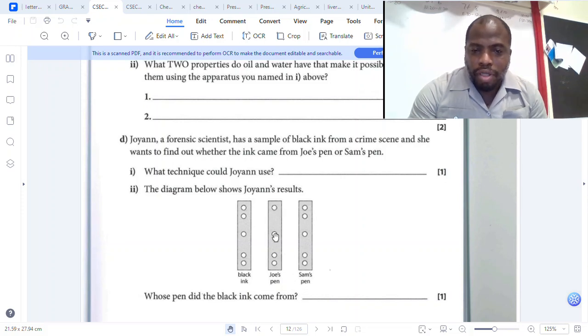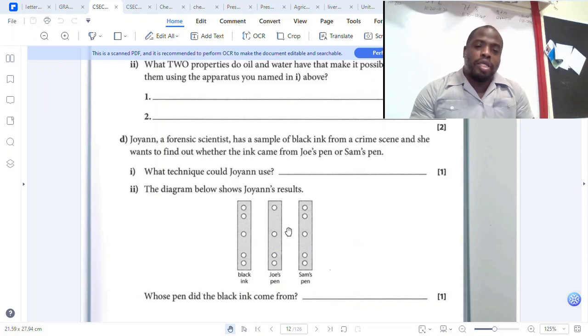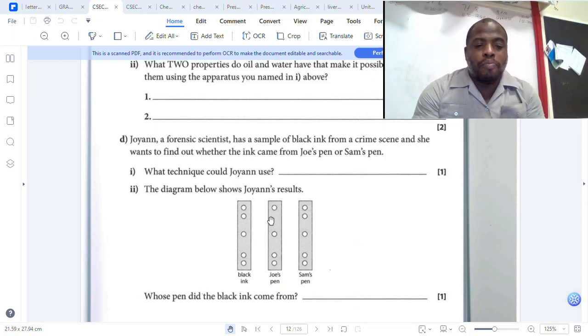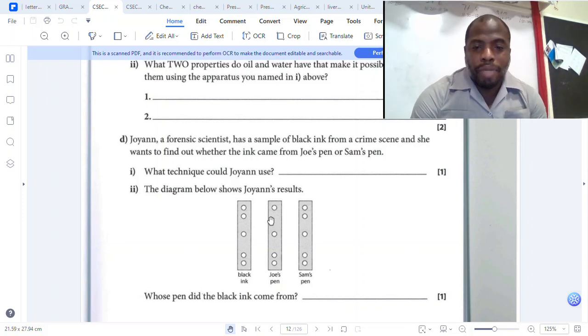So in both, these different components will separate out of the ink. So the ink is made up of different components that will have different solubility and different retention factor to the paper, the chromatography paper. So if you look at this, what you will now do is to compare. When you examine both papers from both parties' pen, we can look at the original black ink and we see that we have 1, 2, 3, 4, 5 components.